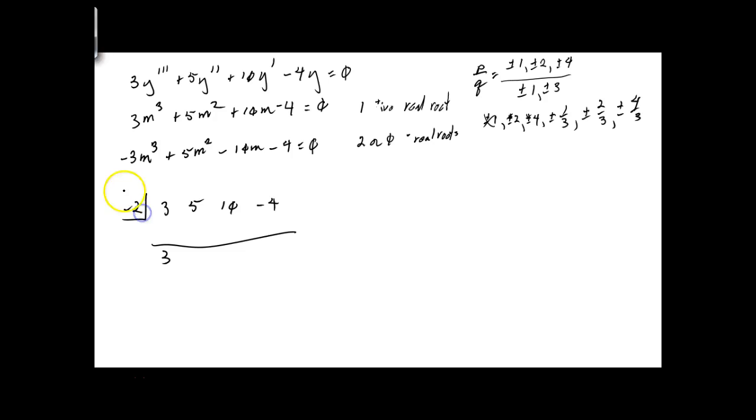Negative 2. Okay? Multiply. Negative 6. Add 1. Negative 1. Negative 1, times negative 2, is 2. Add 12. 12. Multiply, negative 24. Negative 24. Add, negative 28. Look at that. Alternating signs. Minus here, alternating signs here.